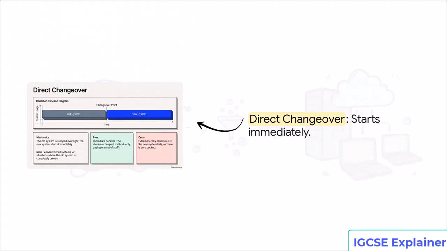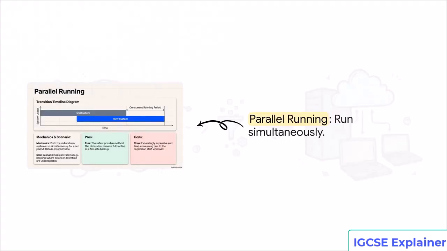So this is really best for small systems or situations where the old system is completely broken anyway. So the crucial point is, what if you simply cannot afford a disastrous failure? That brings us to our second method, parallel running.